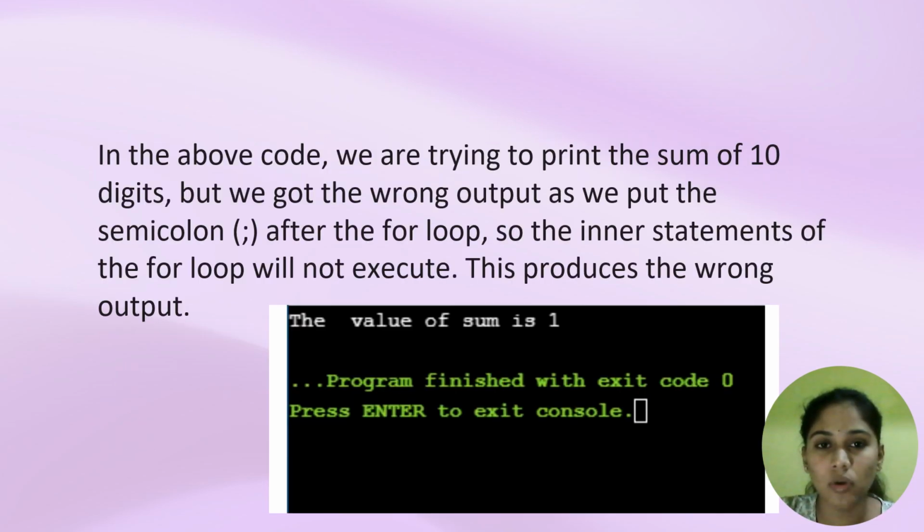In the above code, we are trying to print the sum of 10 digits, but we got the wrong output as we put the semicolon after the for loop. So the inner statements of the for loop will not execute. This produces a wrong output. You can see the output here. The value of sum is 1. This is due to ending the for loop with a semicolon.